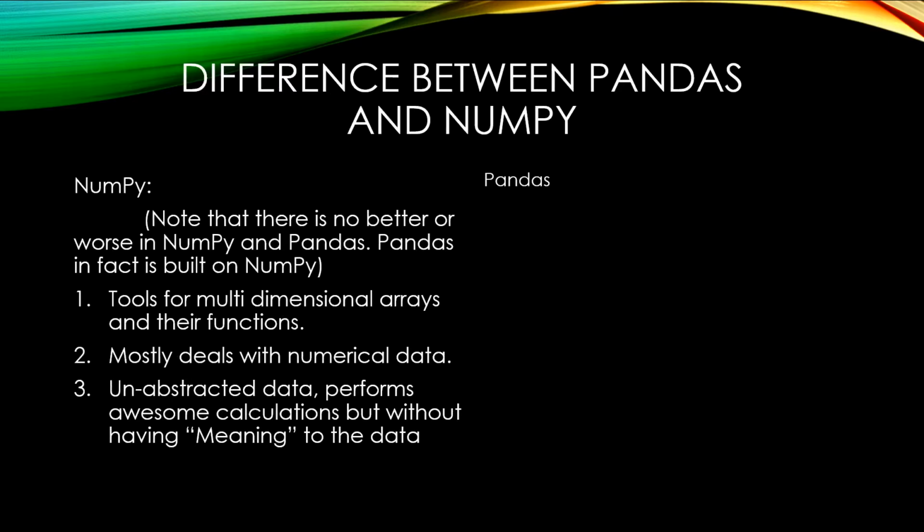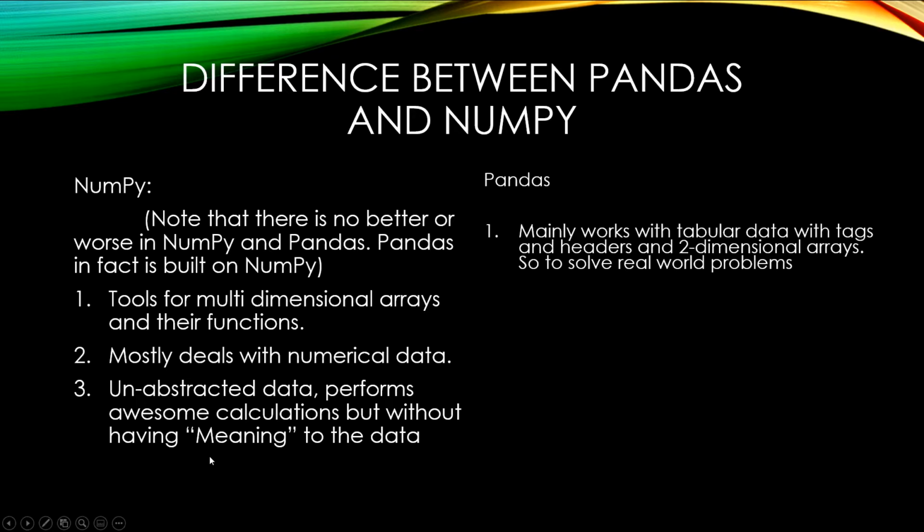So in the previous videos, we have looked at the NumPy library. We know that NumPy offers tools for multi-dimensional arrays and their functions. NumPy mostly deals with numerical data and uses unabstracted data, performing awesome calculations on it, but without having meaning to the data. I guess in previous videos, we discussed the idea of abstraction, and to understand the arrays better, we perceive them in the form of rows and columns. But in reality, it's only a list consisting of lists and elements. So let's take a look at how Pandas is different and what additional features it offers.